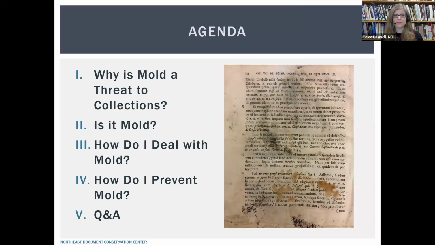So before I dive in, let's just do a quick overview of what we're going to talk about today. First, I want to tell you why mold is a threat to collections and also to us, for our health. Then we can take a look at some examples of things that may or may not be mold, and you can test your knowledge, and we can do some visual identification. Then we can talk about when you do have mold, what do you do about it? And then we'll talk about preventing mold. And there will be time at the end for questions.